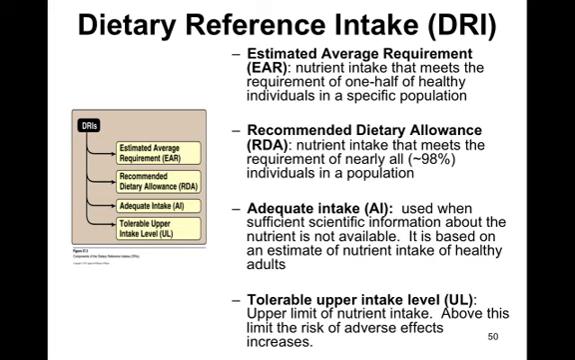The tolerable upper intake level is the highest level of daily nutrient intake that is likely to pose no risk of adverse health effects in almost all individuals in the specified life stage group. As the intake increases above the upper level, the risk of adverse effect increases.